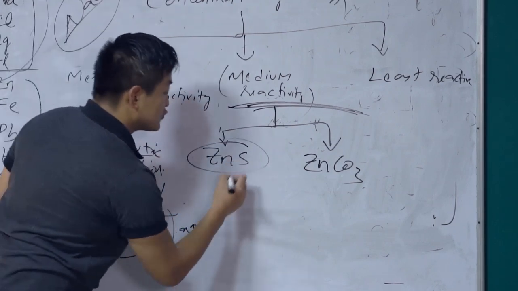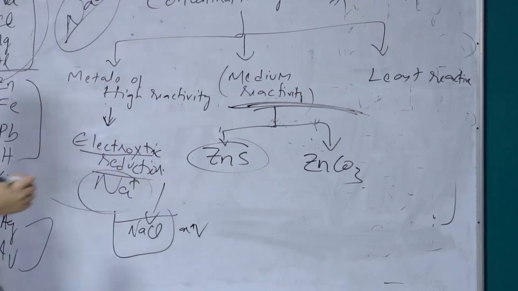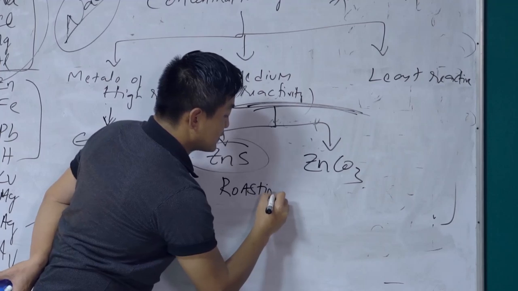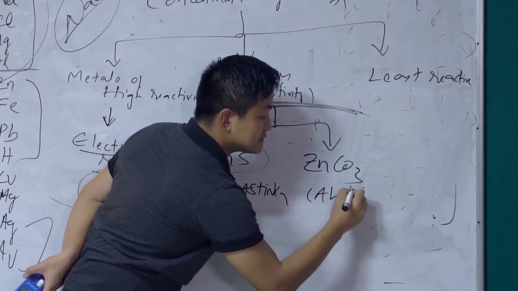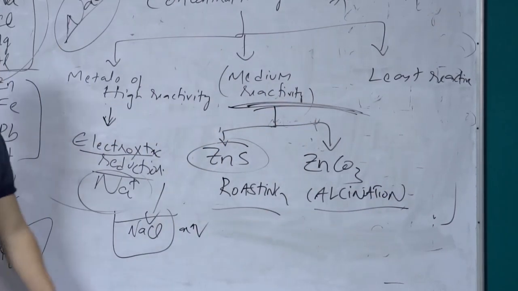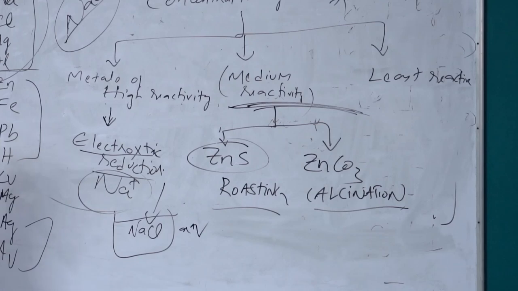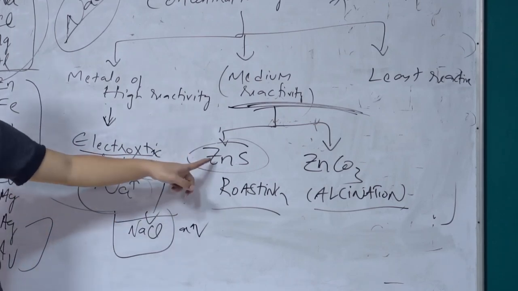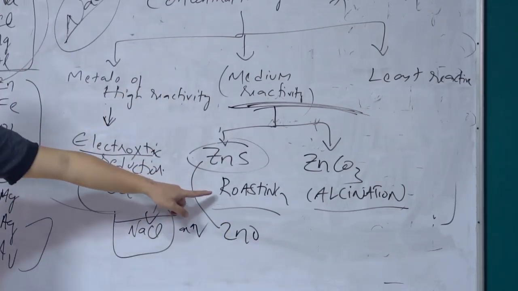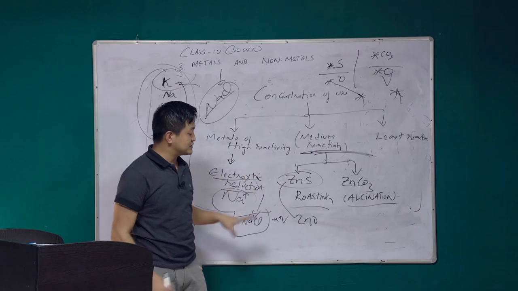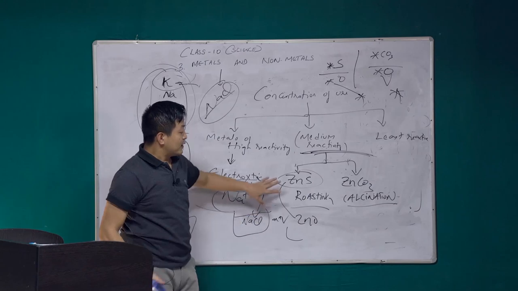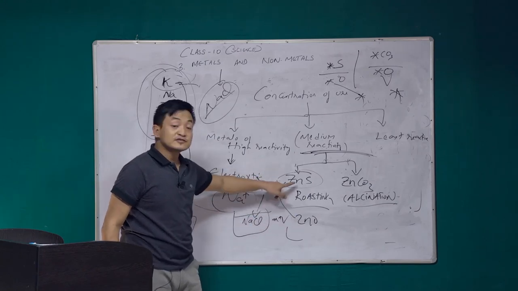Roasting and calcination. This roasting and calcination is very important. In order to get zinc oxide, this sulfide has to go through the roasting process. Now, we are almost there. From zinc oxide, the next step is we'll get zinc. But how do we get zinc oxide from zinc sulfide?